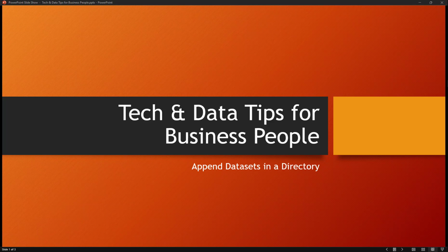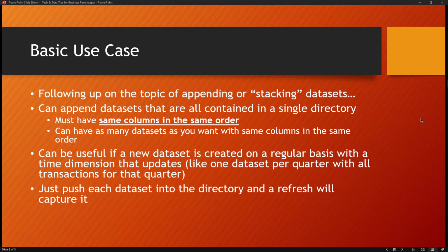We're going to be appending datasets in a directory. If you have some datasets that are in a single directory, and each of those datasets have matching fields, and those fields are also in the same order, you can actually load an entire directory worth of datasets into Excel using Power Query. And you can have as many datasets as you want, as long as they have the same fields and those fields are in the same order.